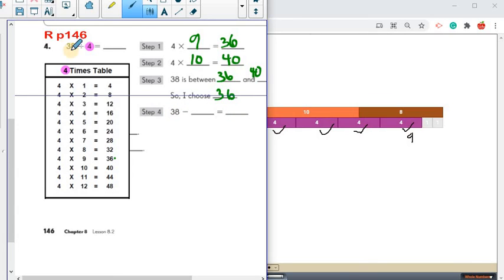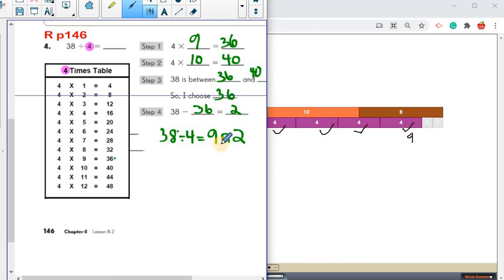Now I'm going to think about that dividend, 38. When I subtract 36, 38 minus 36 means 2. So how do I write that answer? 38 divided by 4 equals 9, remainder 2.